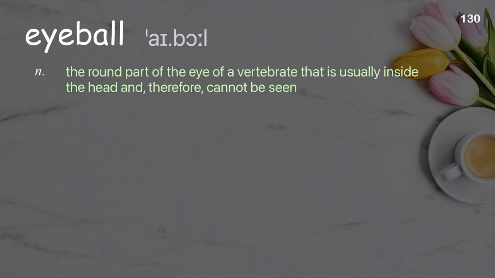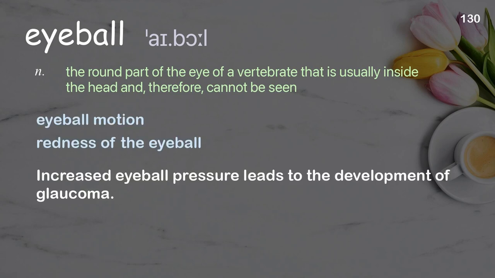Eyeball. The round part of the eye of a vertebrate that is usually inside the head and, therefore, cannot be seen. Examples: eyeball motion, redness of the eyeball. Increased eyeball pressure leads to the development of glaucoma.